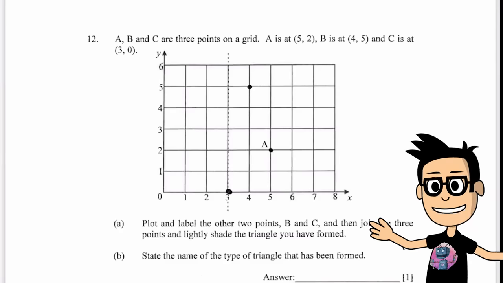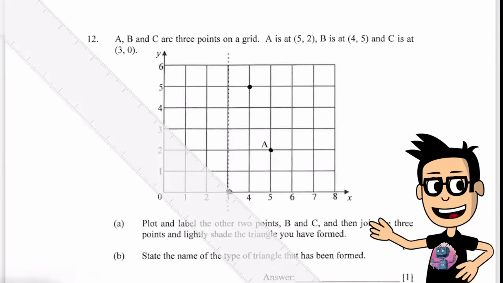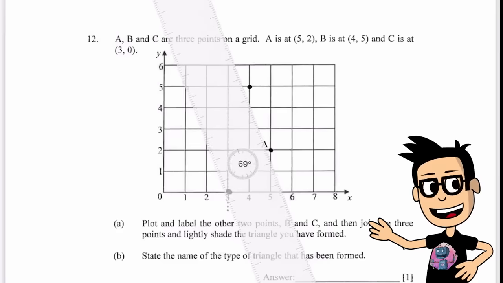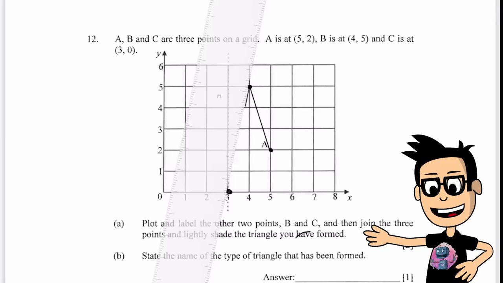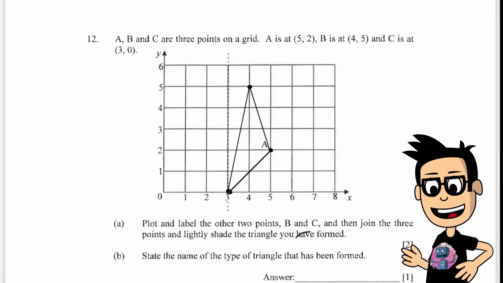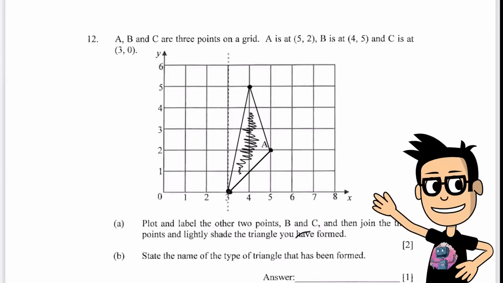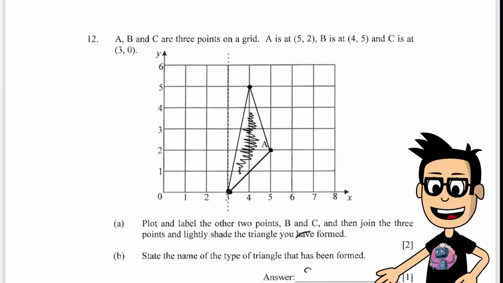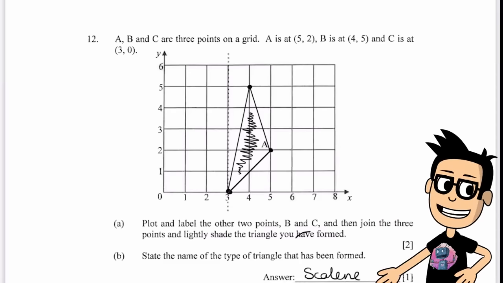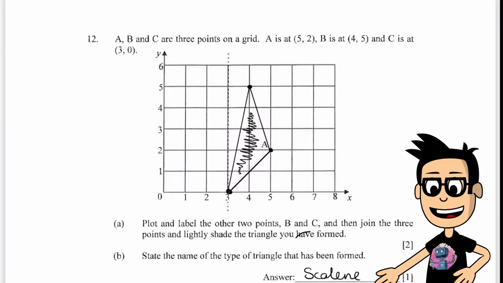And there we are. So all we need to do is get up our ruler and link these together. So now we've gone ahead and done that. We can go ahead and shade the triangle that we've formed. So I can shade it there. And then it asks us to state the name of the type of triangle that has been formed. And we know that that is a scalene triangle. And that is where all of the sides are of a different length.